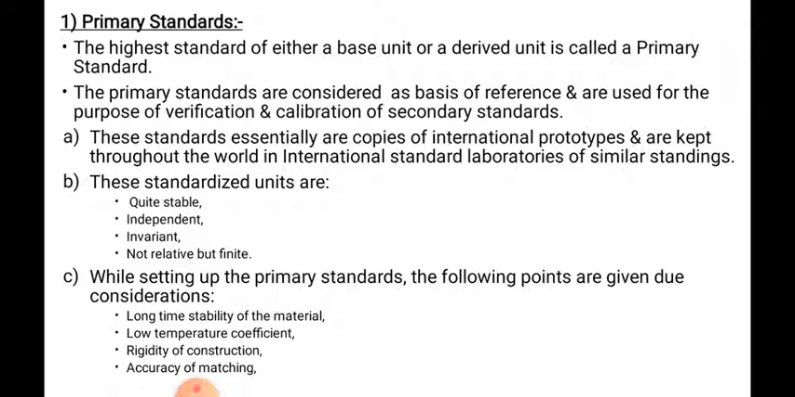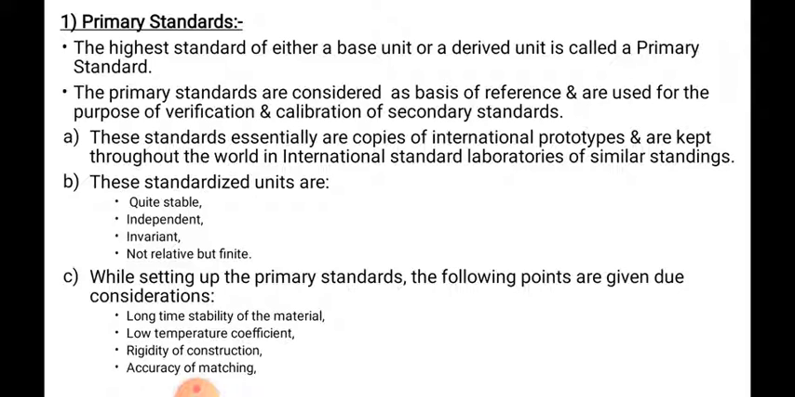That's why whatever error occurs in the primary standard will be transferred to the secondary standard also. In order to prevent that deformation, or to prevent errors occurring in the measurement, calibration or verification, primary standards are manufactured using platinum iridium alloy.